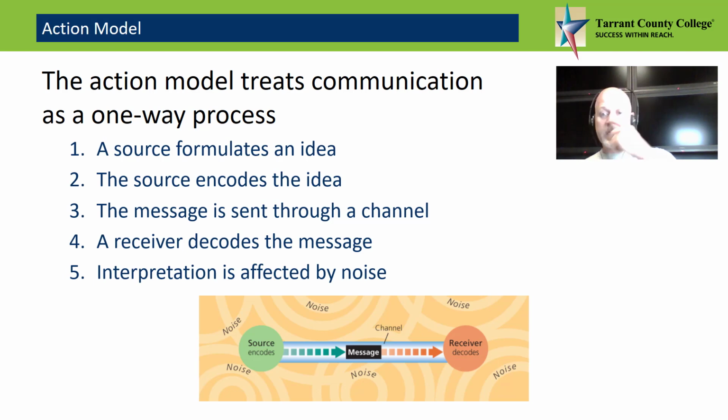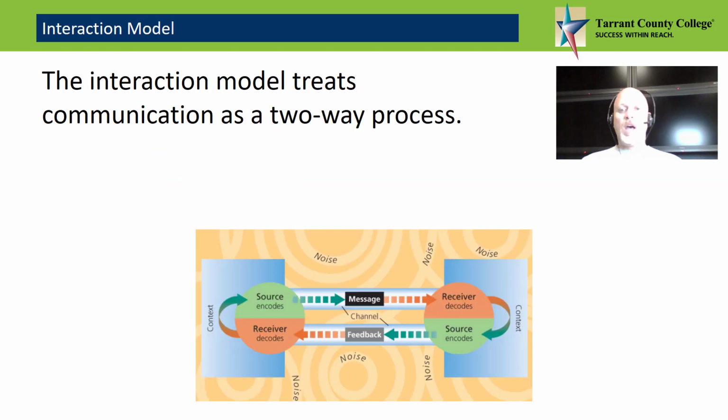And during this process, there is also likely to be some noise, which is anything internal or external that interferes with a receiver's ability to attend to your message. So that's really the action model. Very simple, one way. Think about it like a transaction. It's a one-way transaction. You're sending it to a receiver through a channel. The message has been encoded and then it's decoded. Very simple, very basic too.